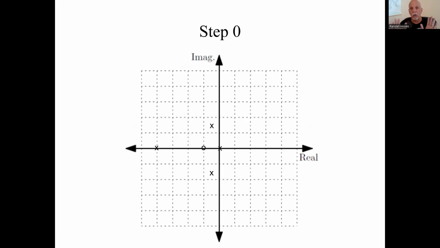So step 0 was just put the poles and zeros of L on your complex plane chart. Here I'm using increments of 2. So here's the pole at 0. Here's the guys at -1 plus or minus J3. Here's the pole at -8, and here's the 0 at -2.